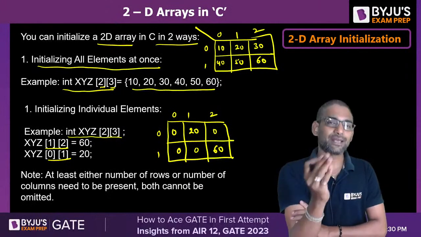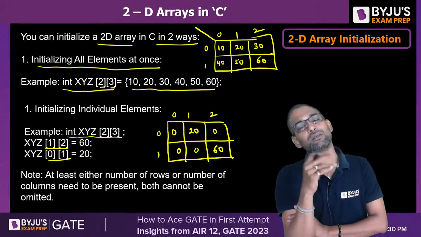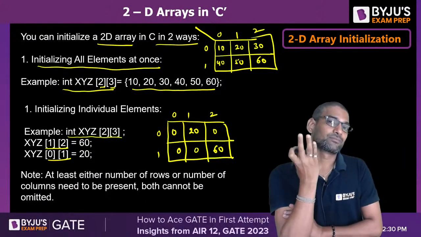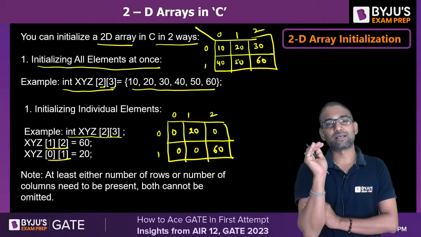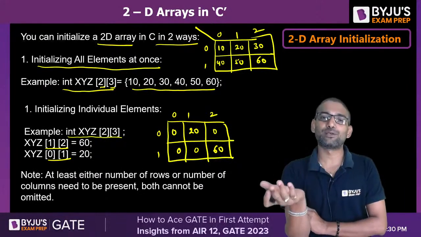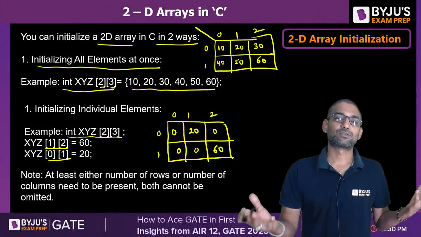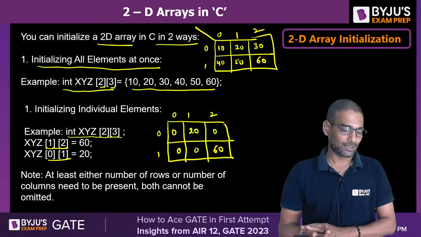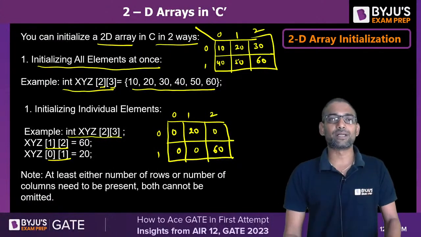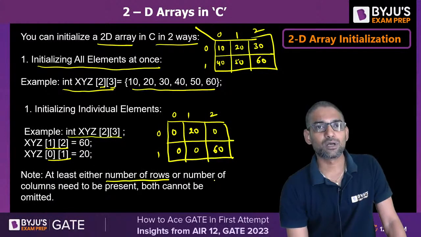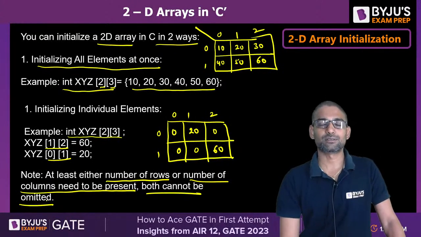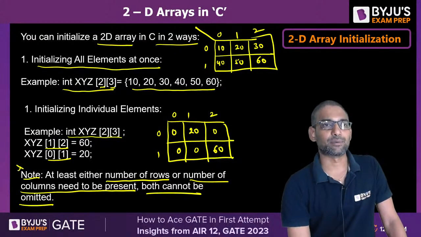Or you mentioned 3 columns, and the number of rows you omitted. Then the number of rows is understood as 2. But if you omit both, 6 means a 1 by 6 array, a 6 by 1 array, a 2 by 3 array, a 3 by 2 array, multiple possibilities. So the compiler can't decide how many rows and how many columns. That's why in a 2D array, either the number of rows or the number of columns needs to be present. Both cannot be omitted. Okay, this is a very important point. Please remember.